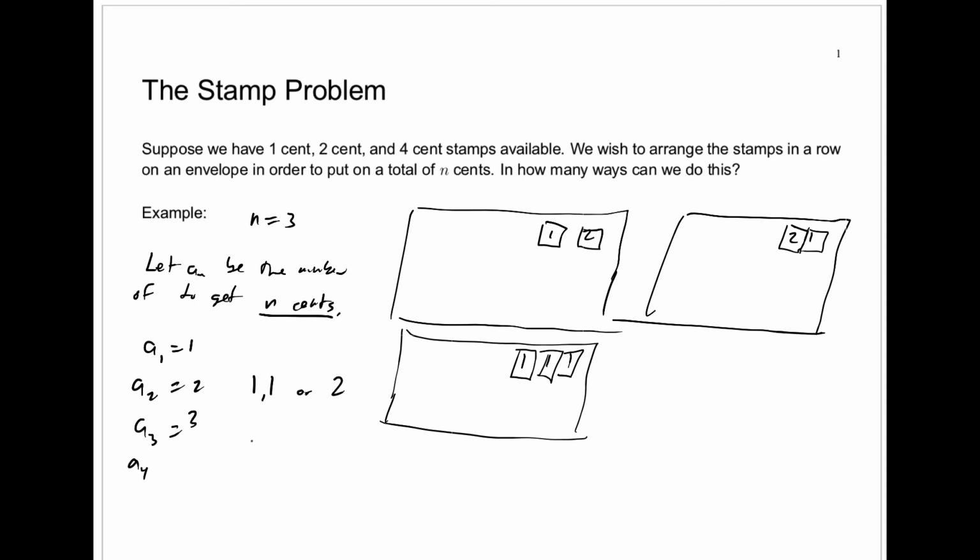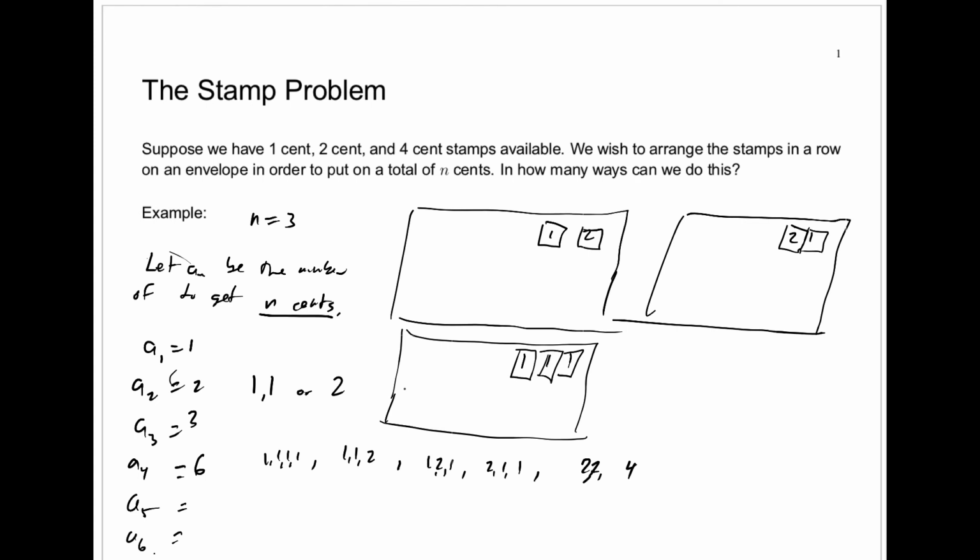What is A4? Well, we could have a 1, 1, 1, 1. We could have a 1, 1, 2. And of course, we have different rearrangements here. We could have a 1, 2, 1. We could have a 2, 1, 1. Or we could have a 2, 2. Or we could have just a single 4. So how many choices is that? That's 1, 2, 3, 4, 5, 6. The question is, how do we compute further values, A5, A6, etc.?